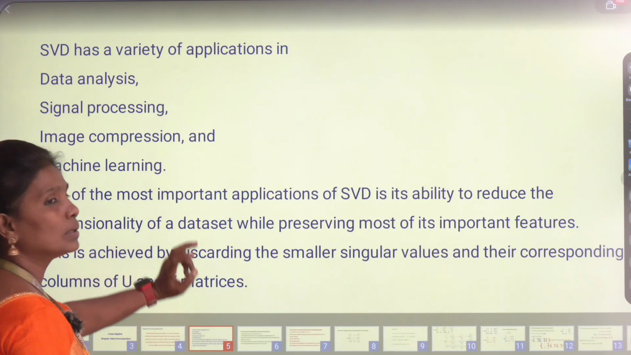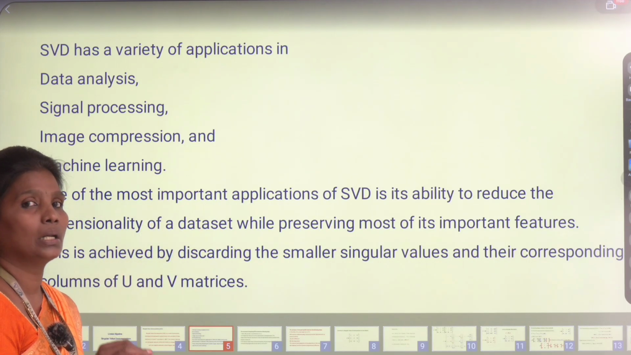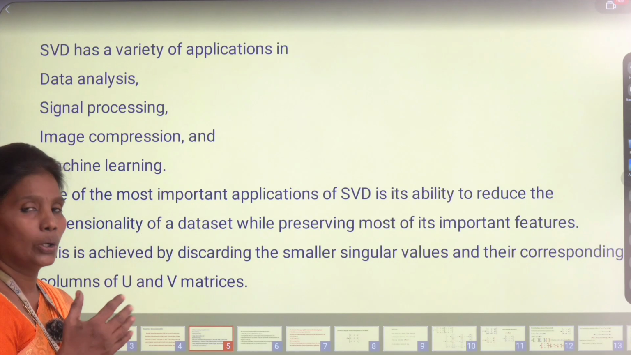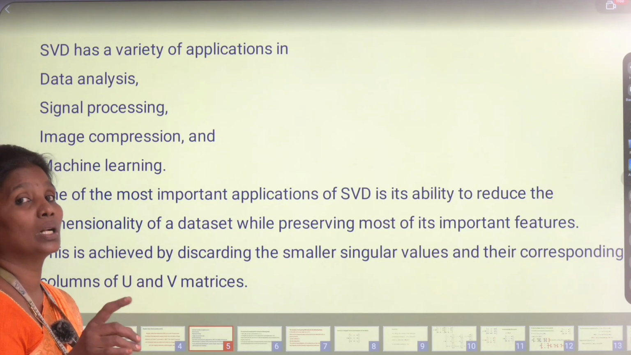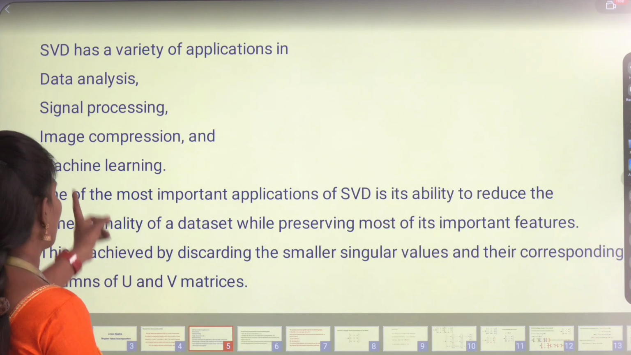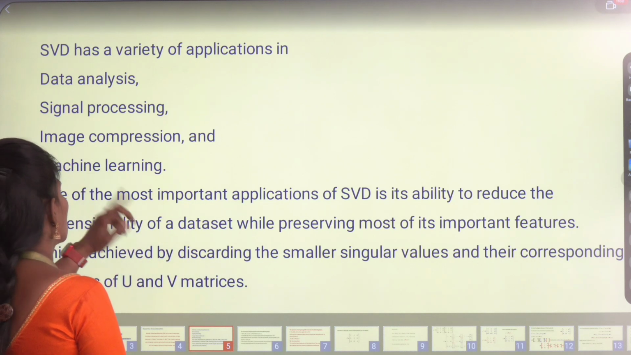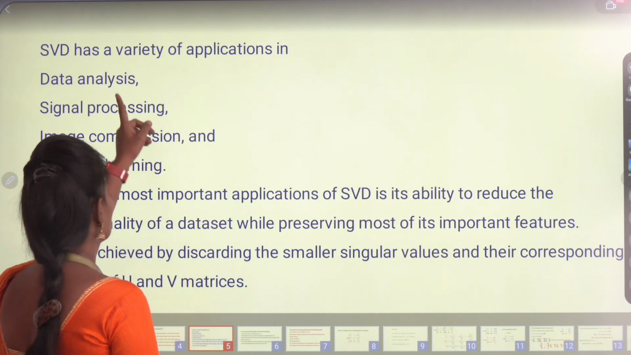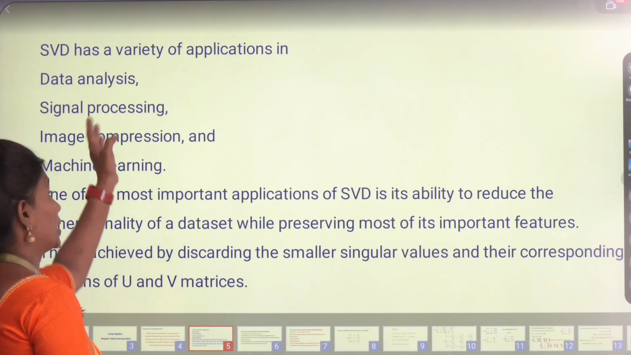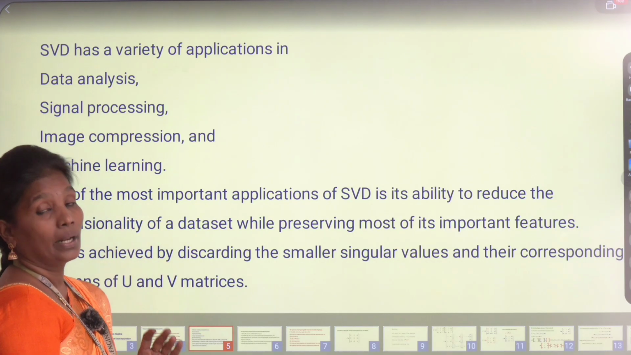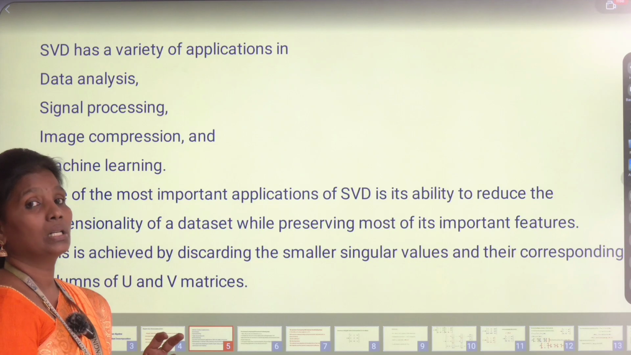Then signal processing. A signal does not come alone, it also comes along with noise. You don't want that noise, so you remove it and keep it at rest. That's why the eigenvalue is 0 there. Then image compression, then machine learning. These are now our core papers. In the engineering field, these are very important topics, and SVD works in them.